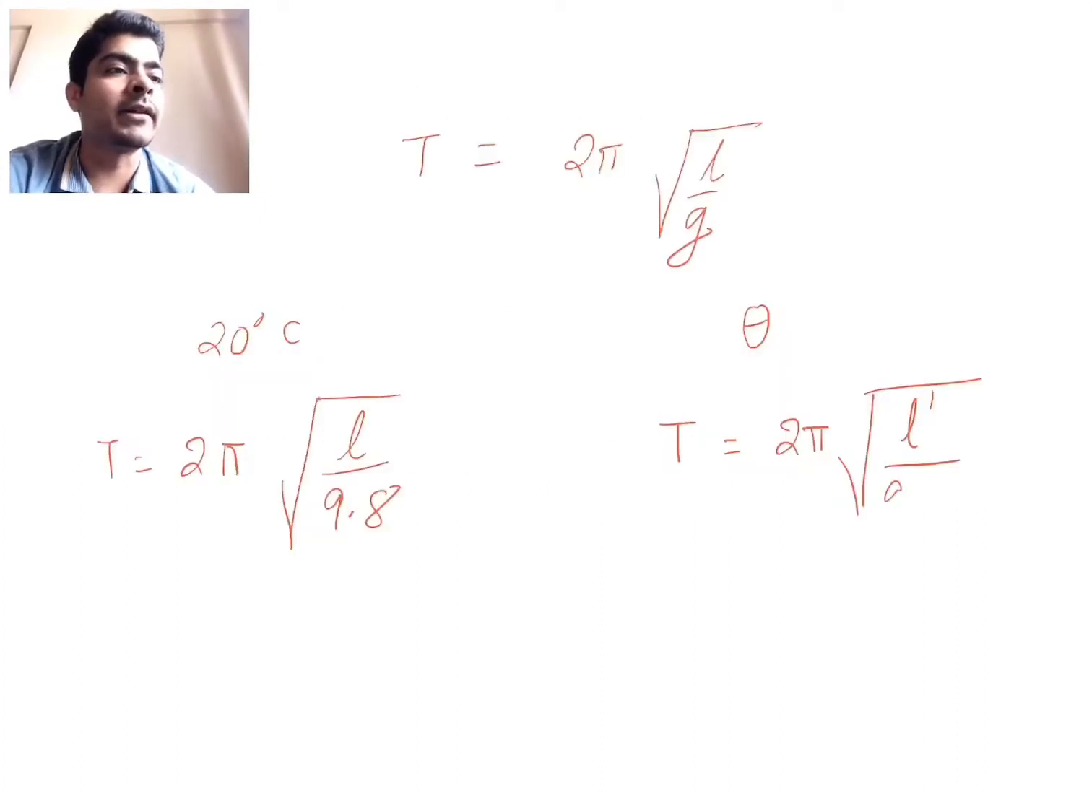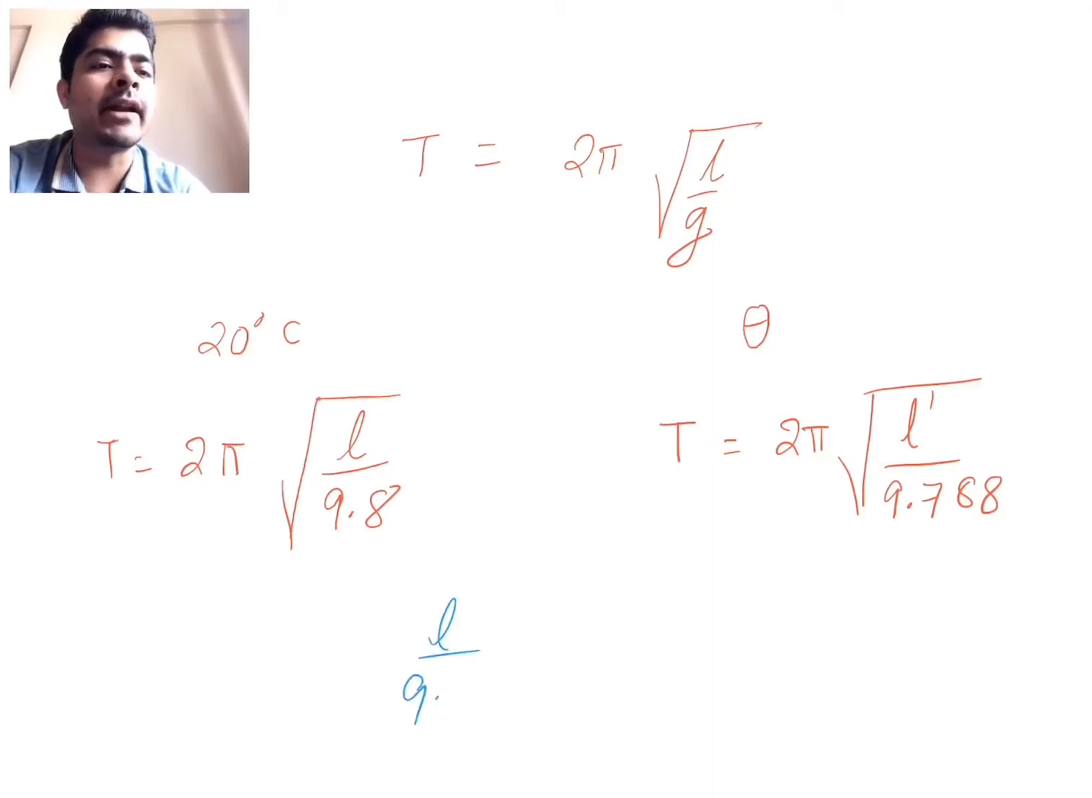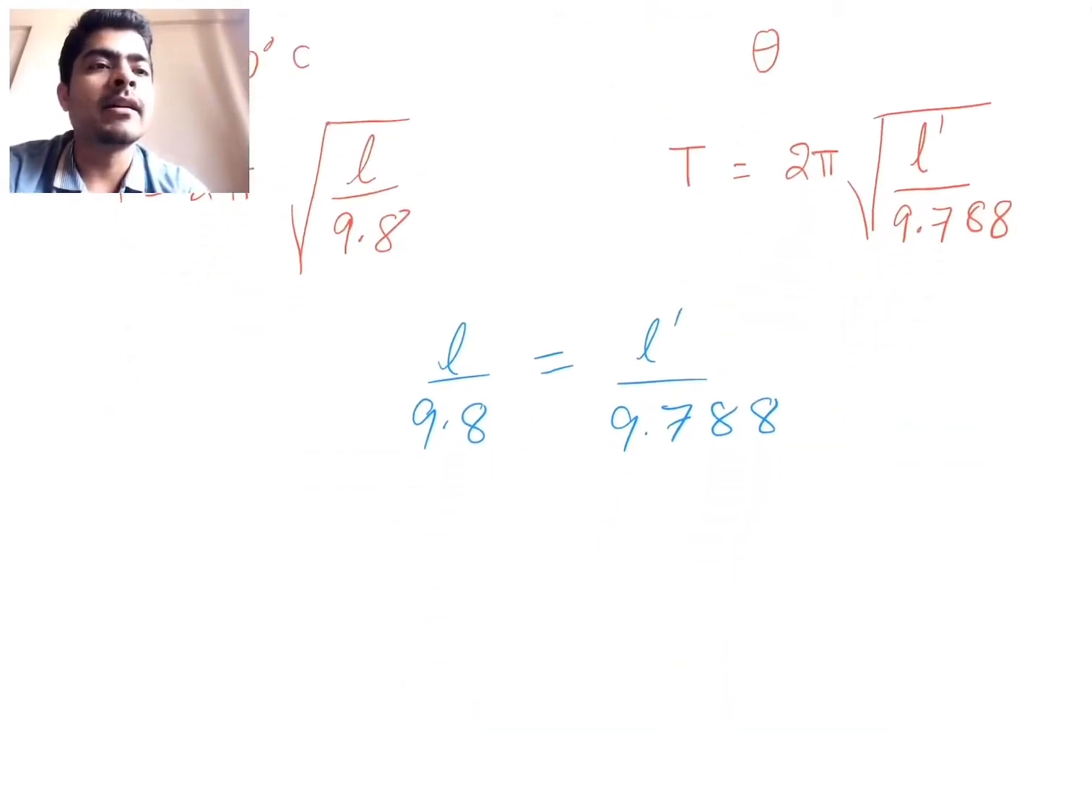So we put over here 9.788. Both these time periods should be equal. So we just need to solve them. So we ignore the common terms 2 pi and square root. Then we just need to obtain that L divided by 9.8 should be equal to L dash divided by 9.788. So 9.788 into L upon 9.8 is equal to, what is L dash?